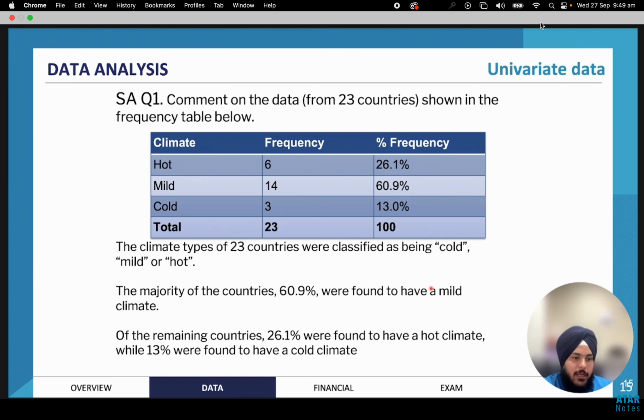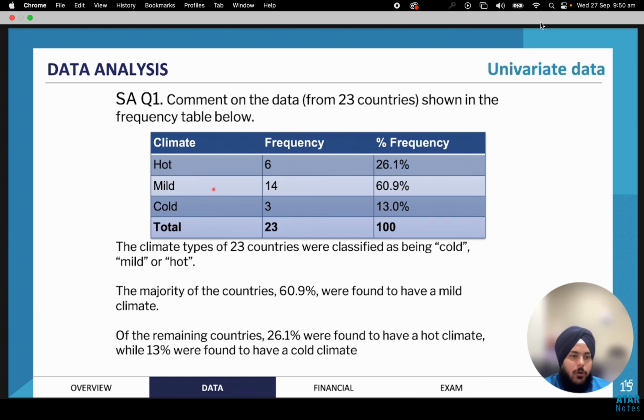Okay, here is a typical question that you might get. Comment on the data from 23 countries shown in the frequency table below. So first step is describing the data, or just summarizing the context. The climate types of 23 countries were classified as being cold, mild, or hot, and the majority of the countries, 60.9%, were found to have a mild climate. So here we have summarized the context. Then we have quoted the modal frequency, which was the mild climate with a 60.9% frequency.